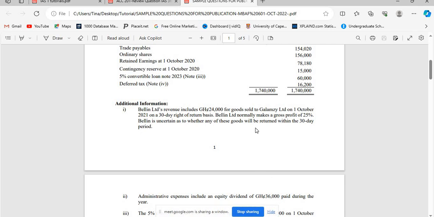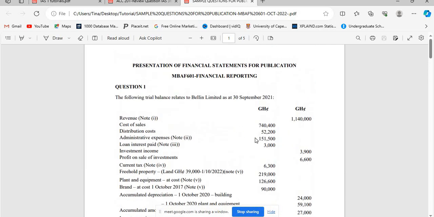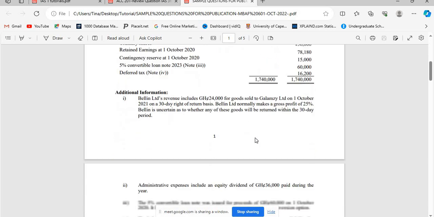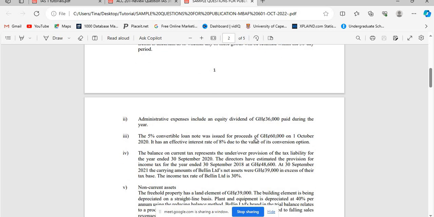Okay, so I have sent a copy on the WhatsApp platform, so you can download it and then we look through. All right, I hope you can all see my screen.